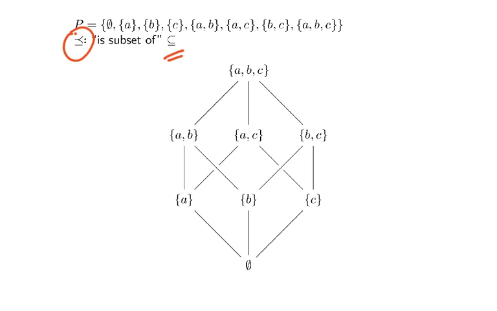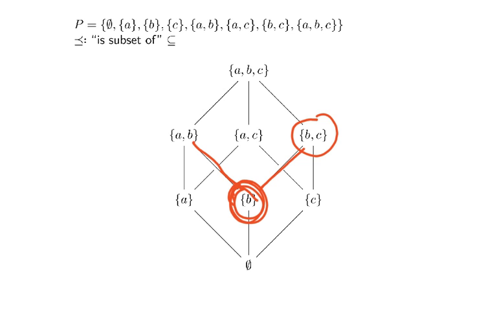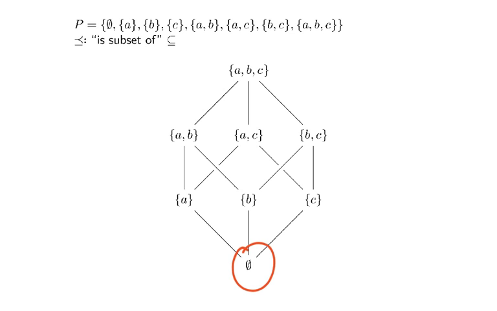So, how do we read this diagram? Well, we read, for instance, B is a subset of BC. We can read also B is a subset of AB. We can read also B is a subset of ABC, because remember the transitive property here. You can also observe that the empty set is a subset of everything, etc.